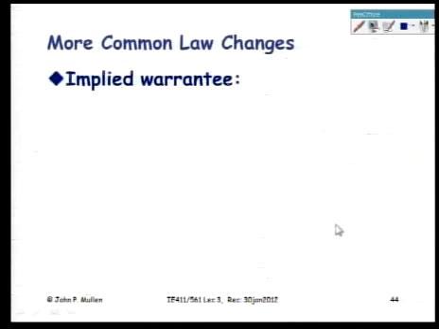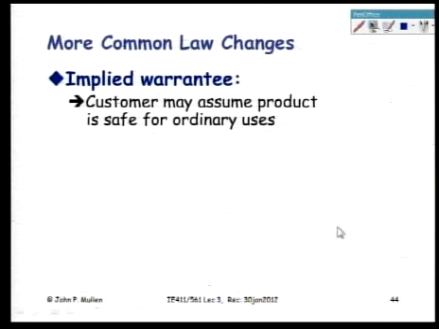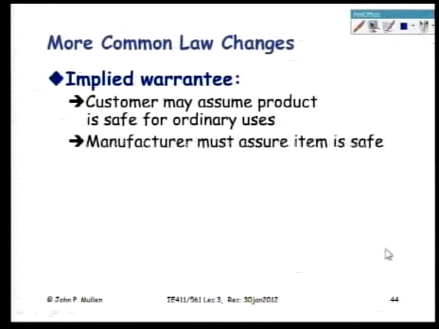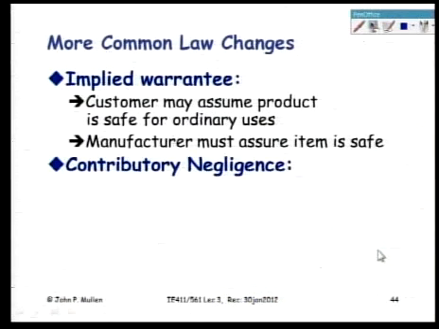A little bit more. Implied warranty, that was in the McPherson case. Let's see. Where was it? Their first appeal, January 1914. The implied warranty means that the customer may assume the product is safe for ordinary uses, and the manufacturer must assure the item is safe. I always have trouble with this.